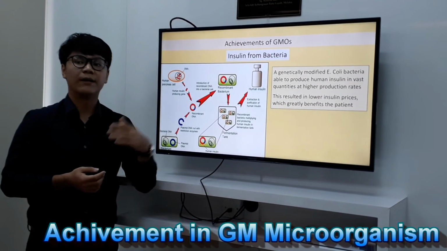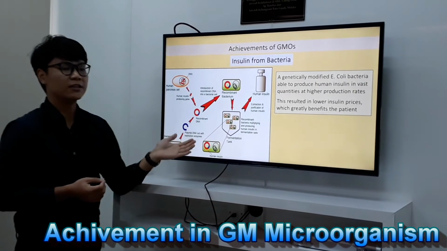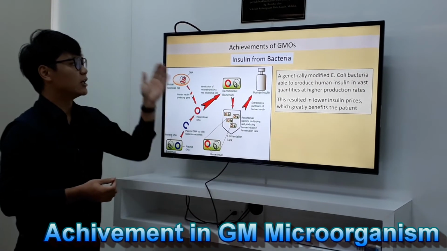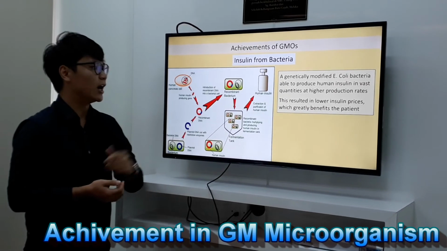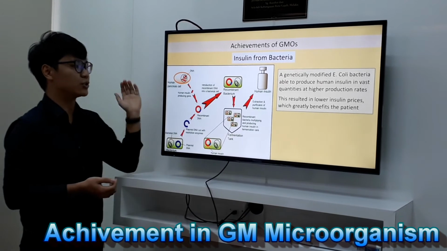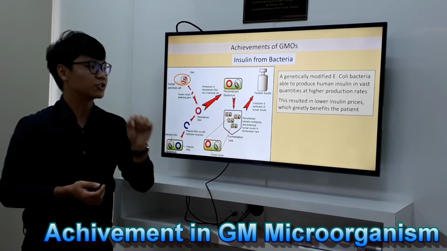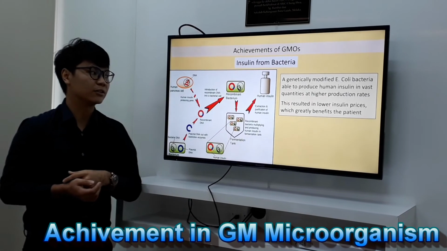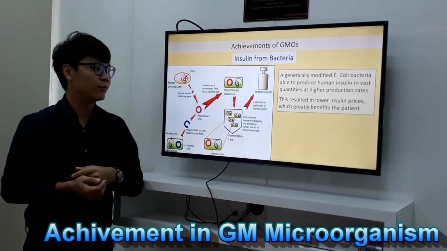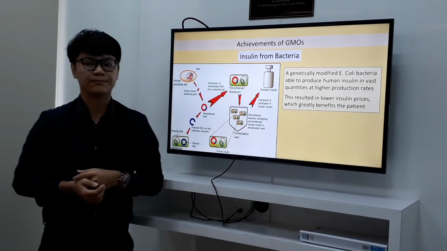Besides, when we talk about microorganisms, a very familiar example is insulin made from bacteria. Genetically modified E. coli bacteria are able to produce human insulin in vast quantity at a higher production rate, which results in lower insulin prices, which is a greater benefit for patients.